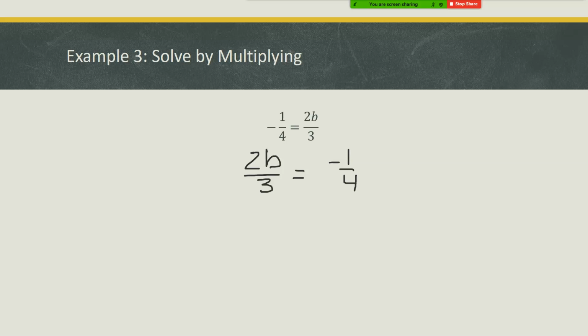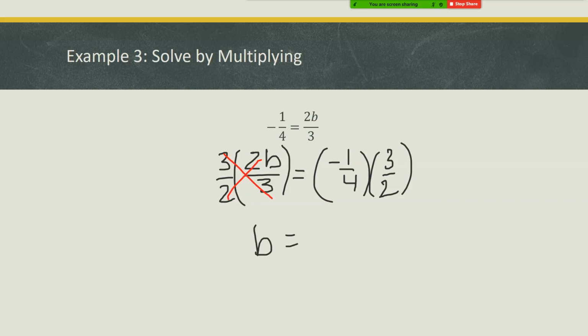What do I want to multiply by? Perfect. So you got to be careful to pay attention to which side the variable is on. So my variable is isolated. Okay, what's negative 1/4 times 3/2?